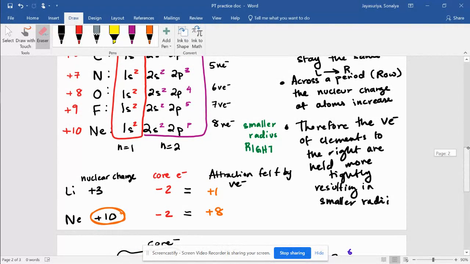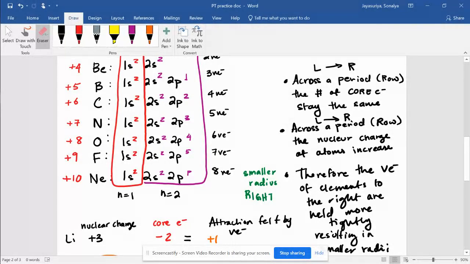Okay, so because of that, neon's valence electrons are more attracted to the nucleus and therefore move closer to the nucleus, resulting in smaller atomic radii. Okay, so let's read the reasons out again. Across a period, the number of core electrons stays the same. We can see it here in red, the red box. The core electrons are the same.